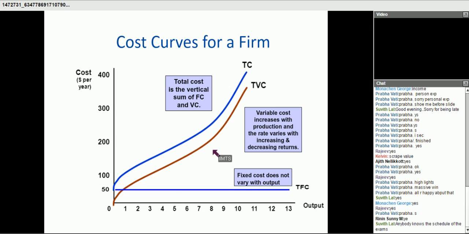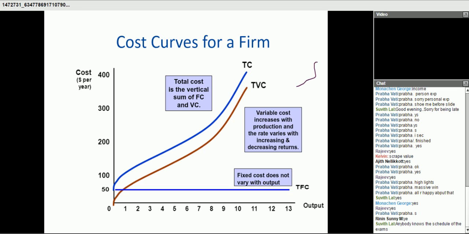Now comes the total variable cost. Now this variable cost will start from 0. It will be 0 for 0 units and it will go on increasing as the units increase. Okay, and it is in the shape of an S. It is slightly like this. You can see the shape in the graph itself. That is total variable cost.